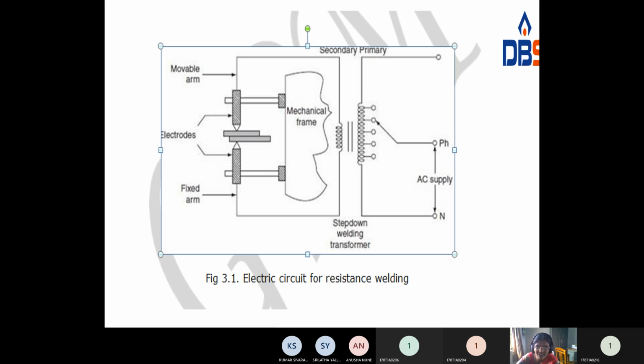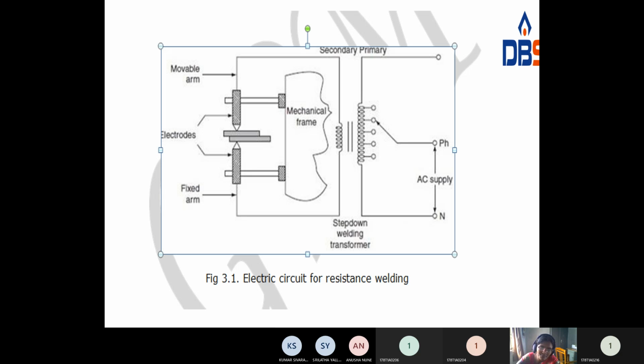Whenever you give the AC supply to the primary of the step-down welding transformer, the current will flow through the electrodes. This one will be the fixed one and this one will be the movable one. You have to press the two metals into these clamps, either automatically or manually. These are the two metal plates to be welded. This plate is fixed and this one is movable.